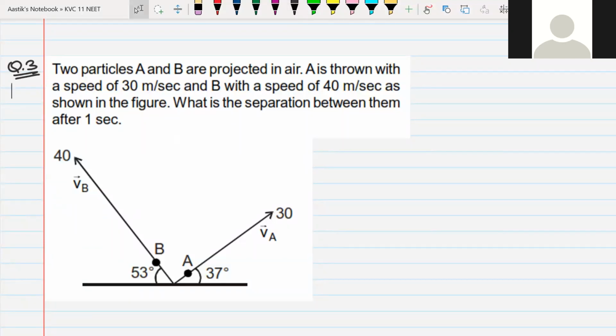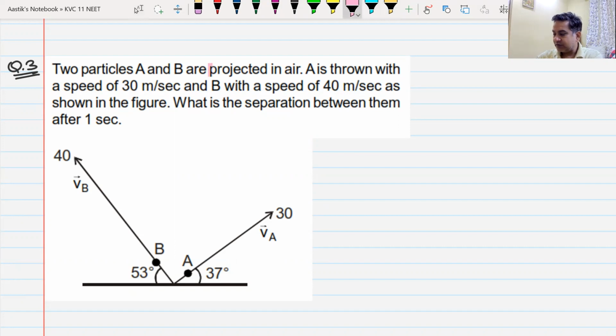Two particles A and B are projected in air. A is thrown with a speed of 30 meter per second and B is thrown with a speed of 40 meter per second. What is the separation between them after 1 second? Remember, they are thrown in air, so this is projectile motion. Do you understand this?